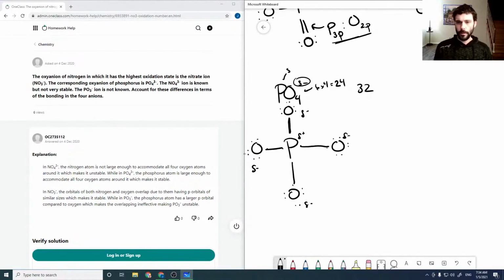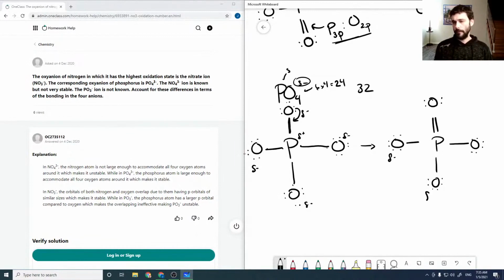Or alternatively, we could pull that in and give us a structure like this, which is now resonance stabilized, because our phosphorus can become hypervalent. And so we've got 4 oxygen atoms surrounding it. We've got quite a bit of charge delocalization across the structure.